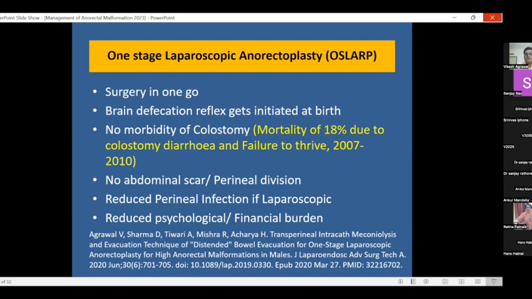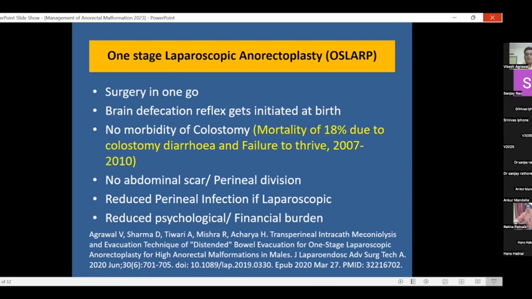This is a study we conducted between 2007 and 10. We found that mortality was up to 18%, and that was a big alarming figure we came across. So that made us think or develop techniques to do one stage anorectoplasty avoiding a colostomy. There is no abdominal scar and there is no perineal division.